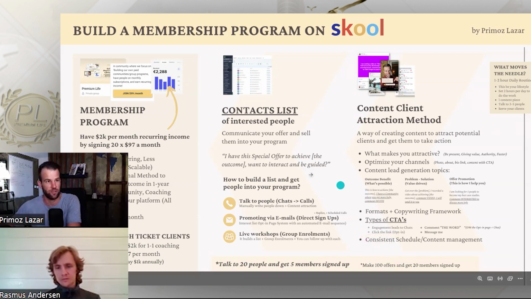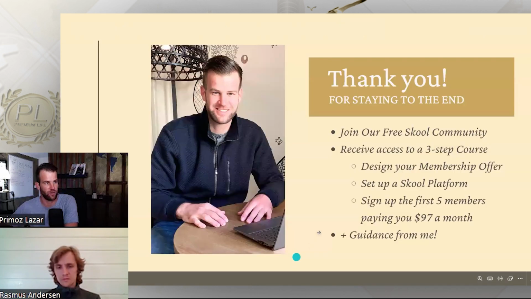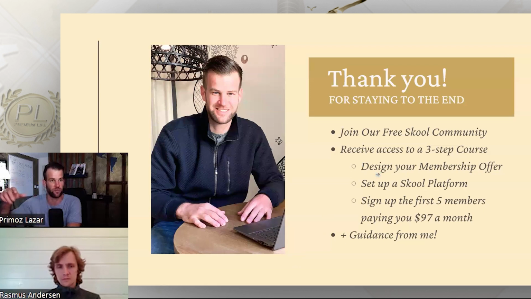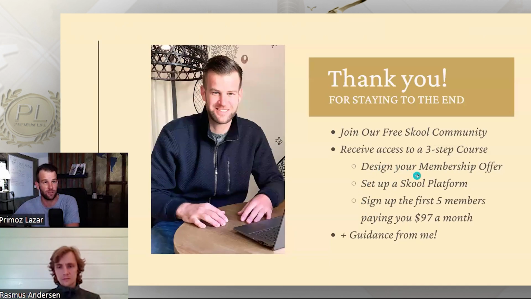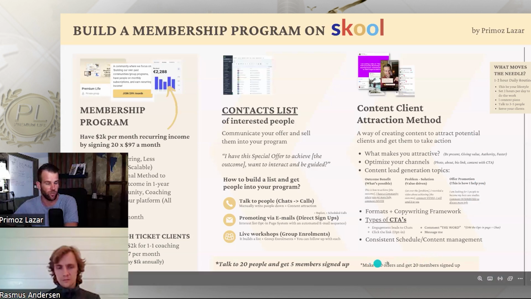We can have a quick chat about anything now, Rasmus, but the first step for someone is to sign up the first 5 people. There is a free course here in my school. You can just find the link down below this video. Just click. You're going to see free school or whatever. Click on that, come in, join, and you're going to get access to the 3 steps: designing your membership offer, setting up the Skool platform, signing up the first 5 members. I showed you this already in the past. And you're going to get free guidance from me in the Skool community, interact with the community there and with us, right? And then you're going to work on getting to your 20 sooner or later, 10, 20, 30 people, building these systems.